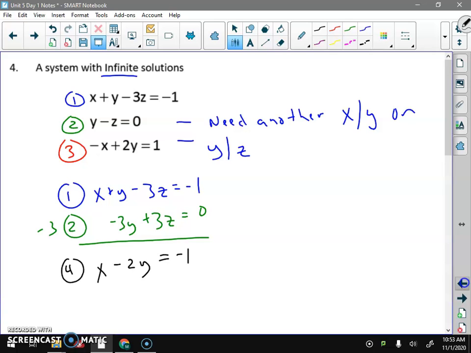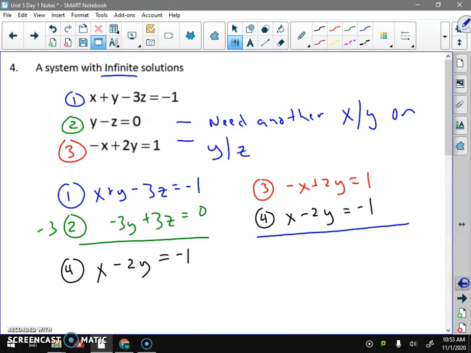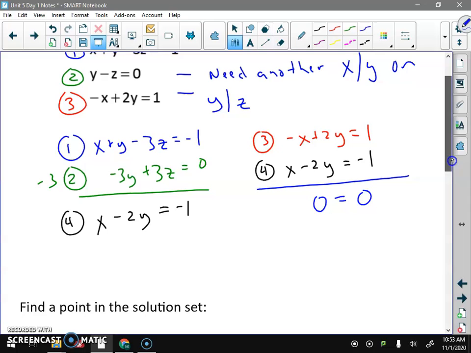So now we've got equation 4 is an xy, and equation 3 is an xy. If I put these together, equation 3: -x plus 2y equals 1. Equation 4: x minus 2y equals -1. You could probably see where we're going with this. On the left side, just like when there's no solutions, the x cancels out and the y cancels out, but the main difference is the constants cancel out too. When you get a 0 equals 0 combination, that means infinite solutions.